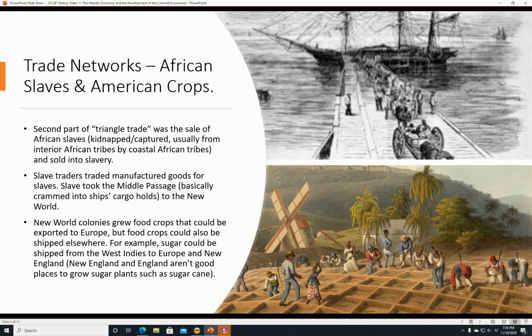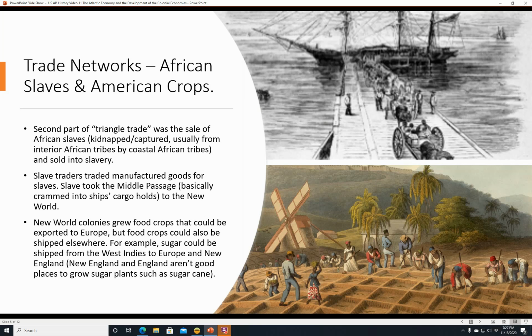So slave traders traded manufactured goods from Europe, England, etc. for slaves. Slaves took the Middle Passage, basically to the New World, which was basically being crammed into ships' cargo holds. You've probably seen the drawings, etc., of what those slave holds look like. Those were not good. It's not a great way to cruise across the Atlantic Ocean.